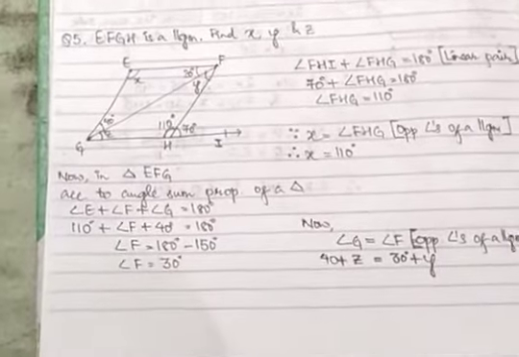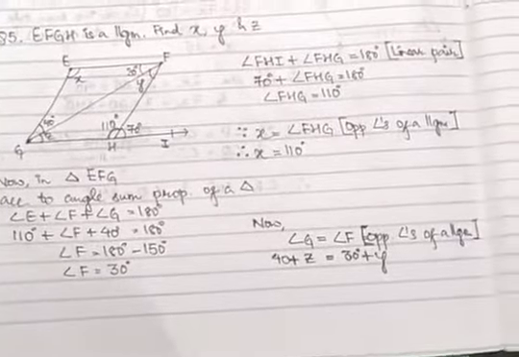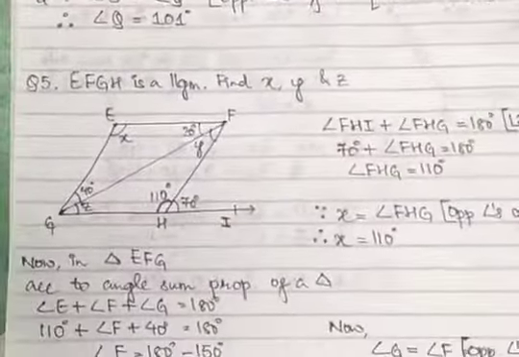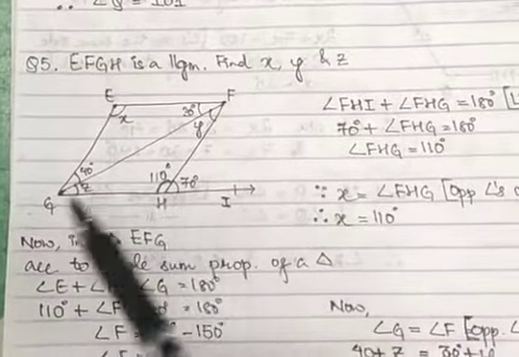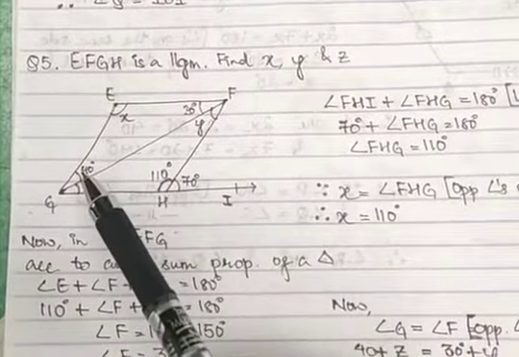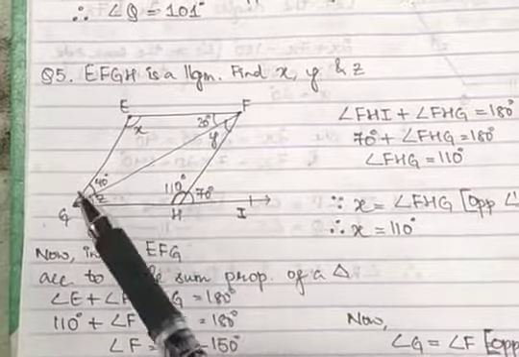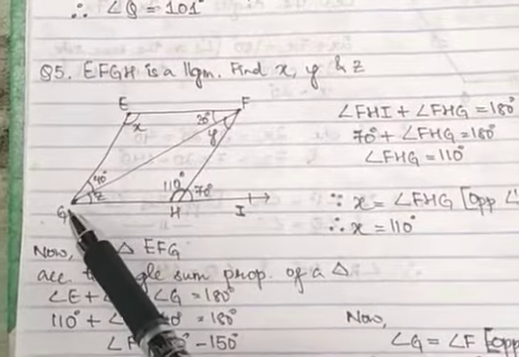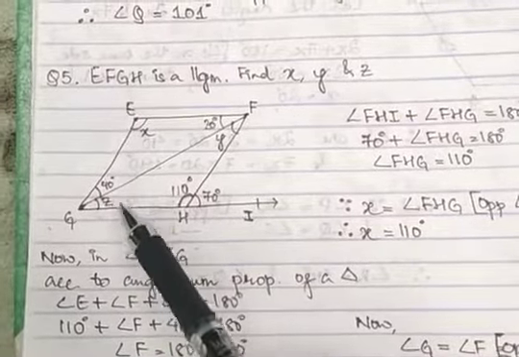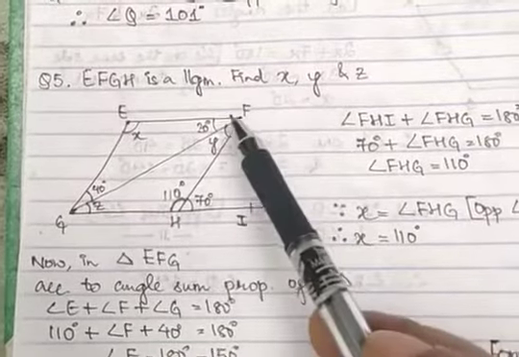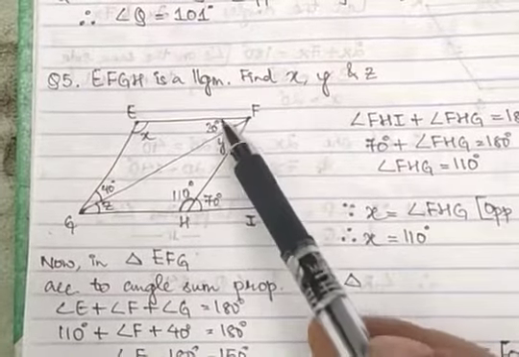This EFGH is actually a parallelogram, isn't it? So what I just said is, if you take this as a parallelogram, opposite angles are equal. We know that angle G is a complete angle, divided into two small angles, 40 and Z. Similarly, angle F is divided into two angles, that is 30 and Y.